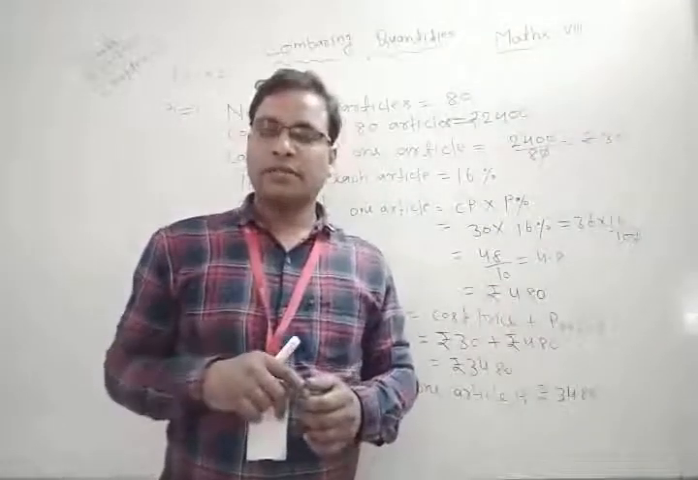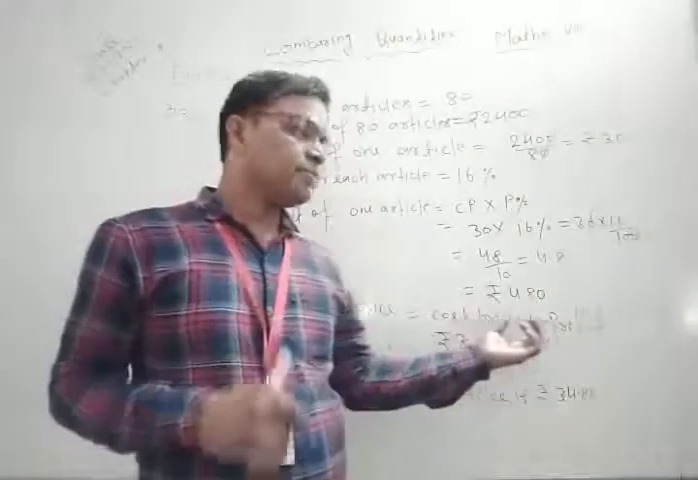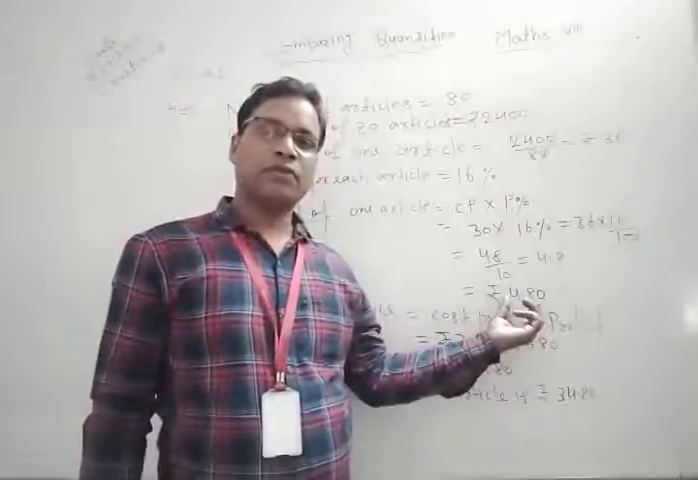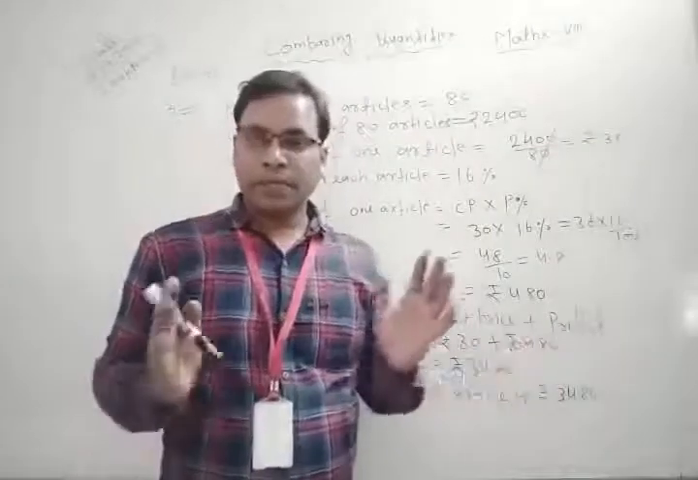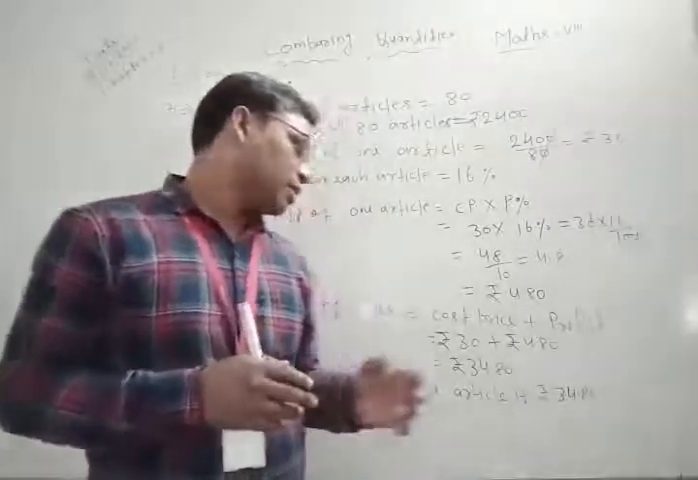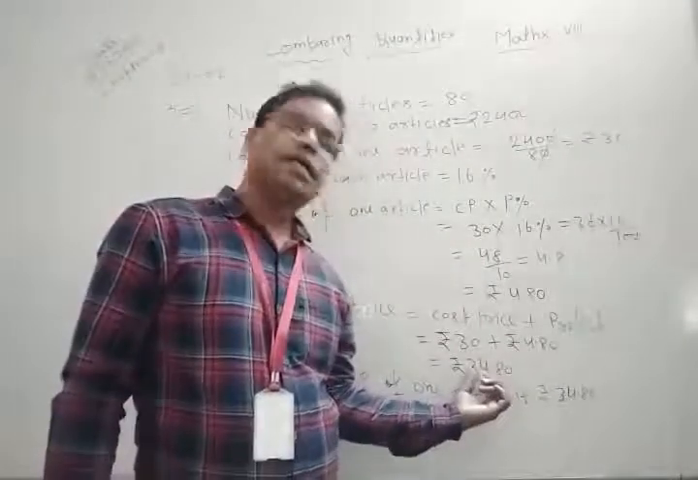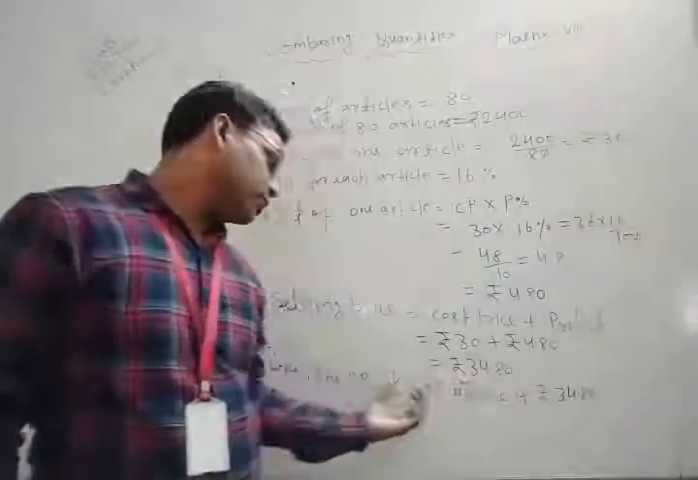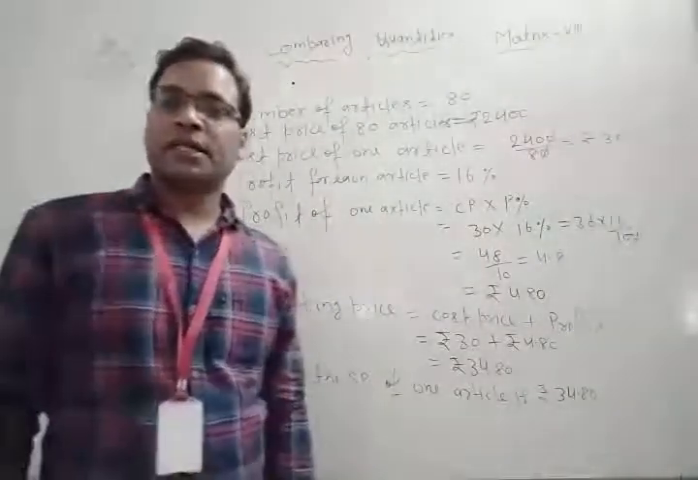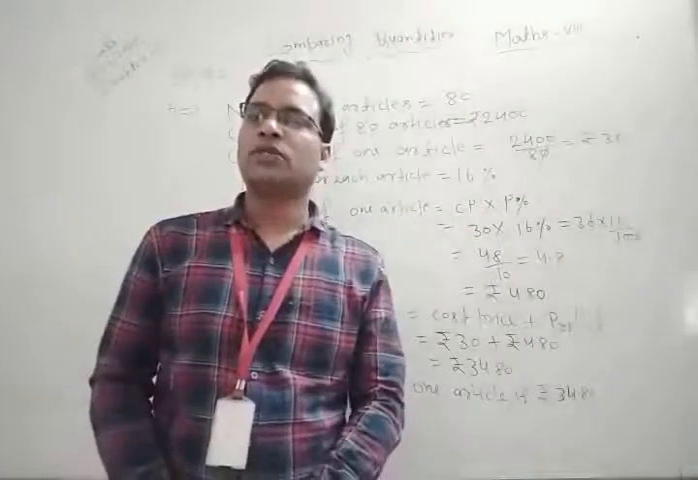So you know very well, selling price SP. Selling price is equal to cost price plus profit. So here we found cost price is 30 rupees, and the profit we also found is 4.8 rupees. Sum of cost price and the profit is equal to selling price. So here we sum it, 30 plus 4.8, then we obtain 34.8 rupees. Okay, so in this way you can see here we found the selling price of one article is 34.80 rupees. So students, I hope all of you understood this question.